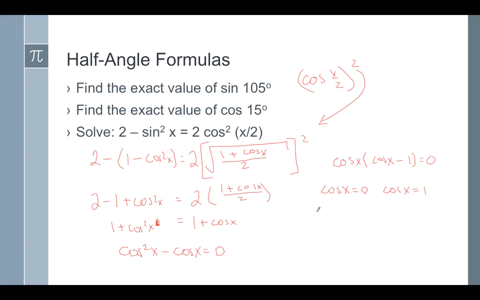And 0 happens at pi halves, 3 pi halves, and cosine of x equals 1 at 0 and 2 pi, but we don't need the 2 pi. All right, so that's our half-angle formulas, how we're going to be using them. We can use them to solve, we can use them to find exact values, and we can use them to verify if necessary.